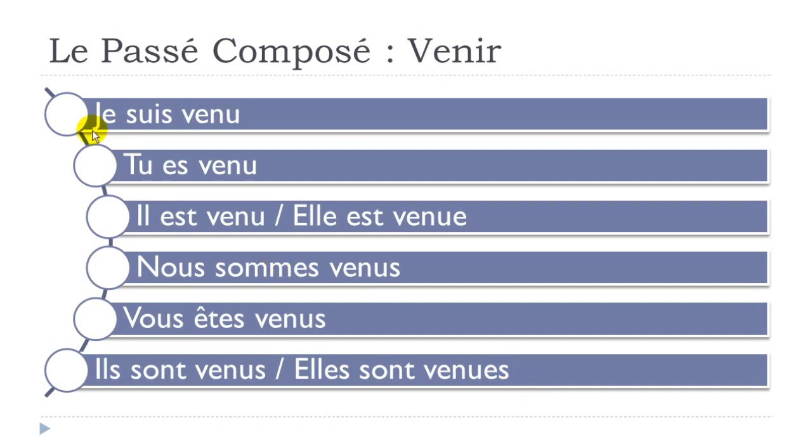Okay, let's repeat them one more time. Je suis venu. Tu es venu. Il est venu. Elle est venue. Nous sommes venus. Vous êtes venus. Ils sont venus. Elles sont venues.